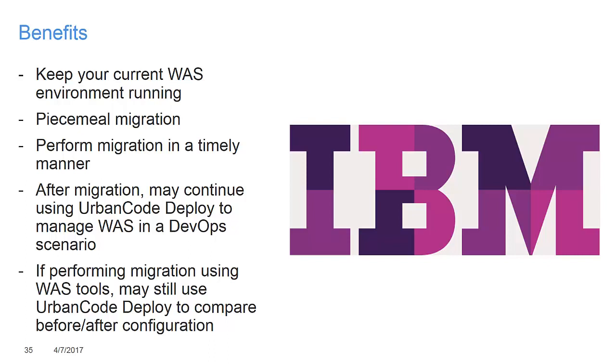I believe with the WAS tools, you migrate an entire profile at a time. With UrbanCode Deploy, you can do more of a piecemeal migration, and that's what the client in our example did. They would migrate one cluster at a time, verify it was working, and then migrate another cluster. So if you want to migrate something like one server at a time, just as you do maybe a stage migration, you could use UrbanCode Deploy to do that. You could also perform migration in a timely manner.